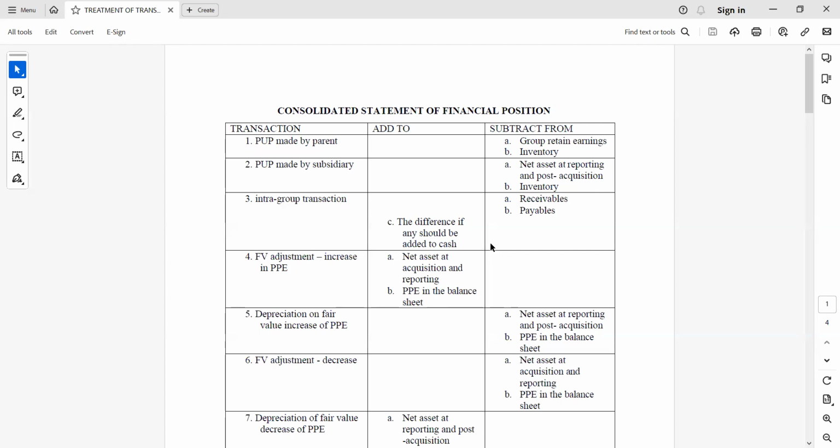So that is in consolidation. You have to do this, subtract the figure from receivables, subtract from payables, because the one who sold will be recording receivables, and the one who is buying will be expecting to receive something. So we deduct the figure from receivables and deduct from payables.